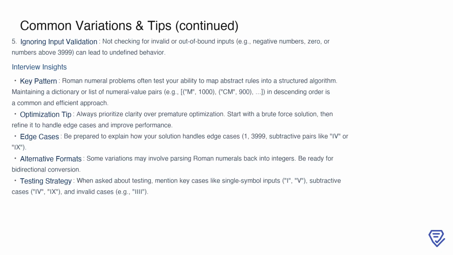When optimizing your solution, clarity should always come first. Start with a straightforward, brute force approach, and then refine it to improve performance while addressing edge cases. Speaking of edge cases, be ready to explain how your solution handles scenarios like the smallest number, 1, the largest number, 3999, and subtractive cases like 4 or 9. Also, be prepared for variations of the problem. For example, you might be asked to work in reverse, converting Roman numerals back into integers. Lastly, when discussing testing strategies, make sure to highlight key cases, such as single symbol inputs like I or V, subtractive cases, and invalid cases like IA.